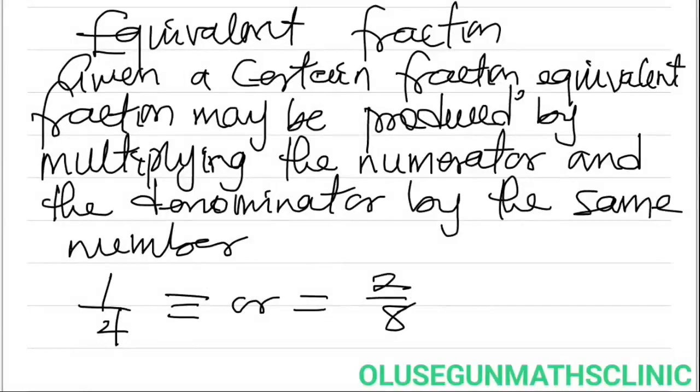So we have what you call equivalent fractions. Given a certain fraction, equivalent fractions may be produced by multiplying the numerator and denominator by the same number. For example, 1 over 4 can also be 2 over 8, can also be 4 over 16, and maybe you multiply by 3 or another number. So it depends on the number you multiply the numerator and denominator by. That's what we call equivalent fractions.